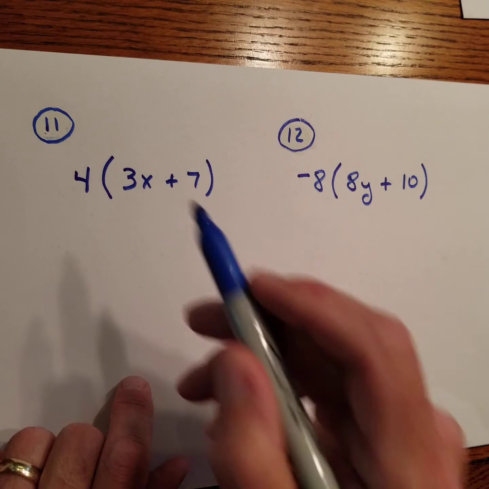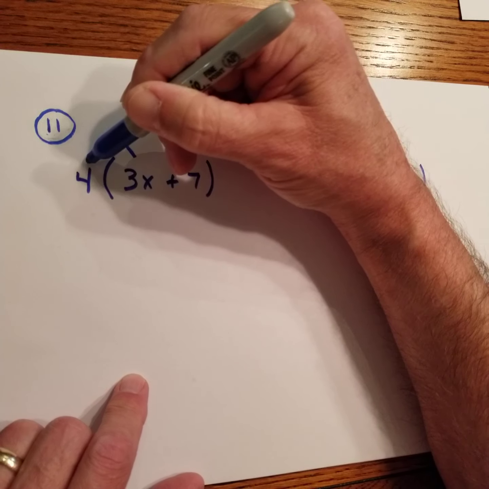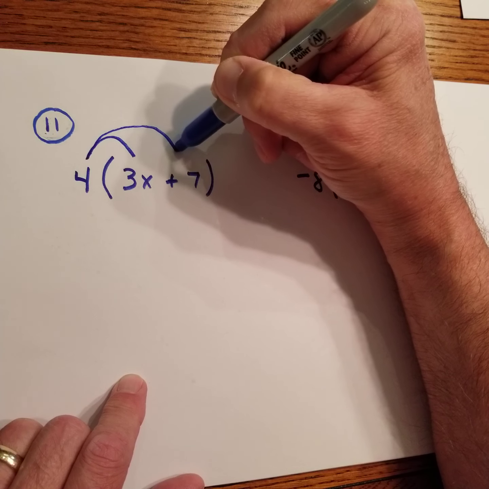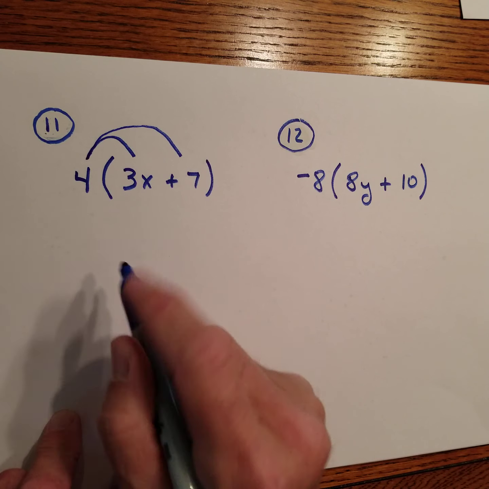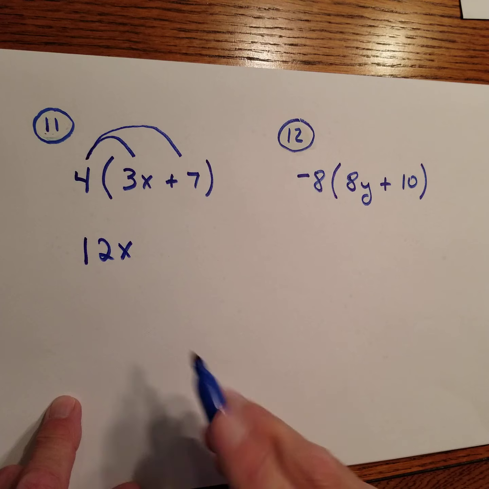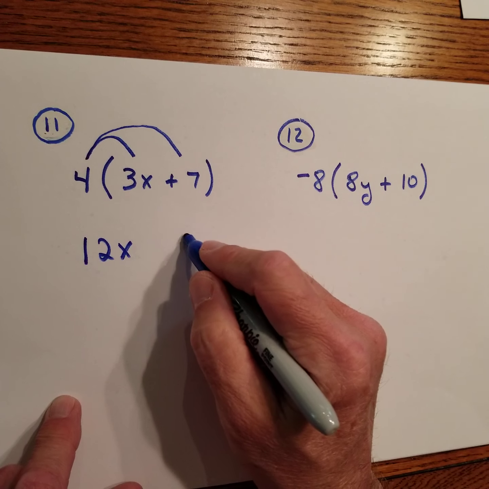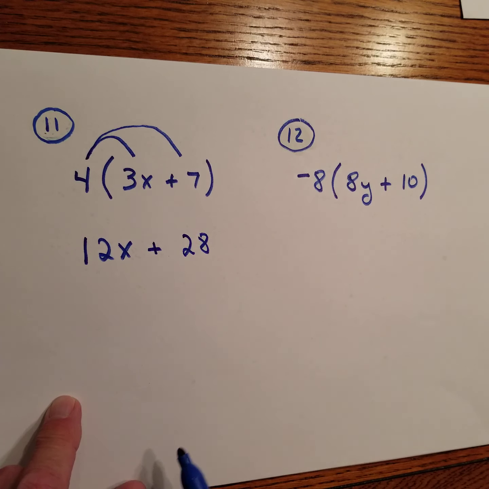For number 11, I'll take the 4 and distribute it by multiplying it times the 3x and multiplying it times the 7. 4 times 3x, 4 times 3 is 12, so that's 12x. And 4 times 7, that's 28. Copy that addition sign in between. Got it.